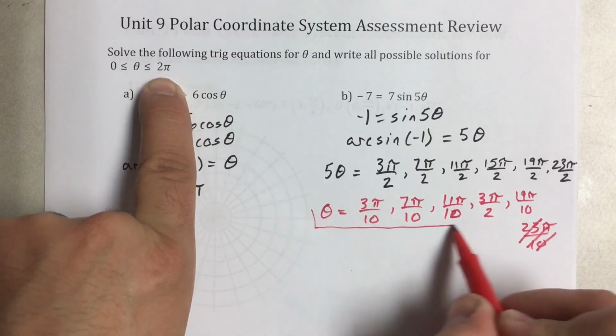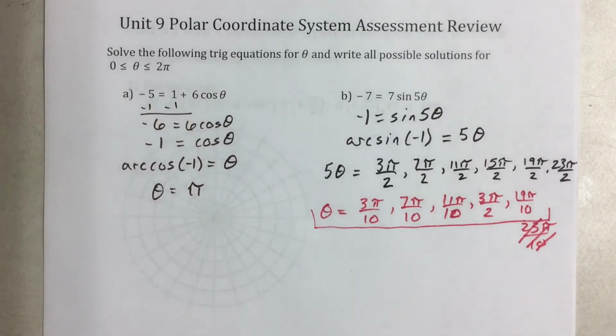So we have this list of angle measures. And if you know anything about the rose curve, which this is a rose curve, 5 theta would mean that we have 5 angle measures, or 5 petals. That's what we're looking at.